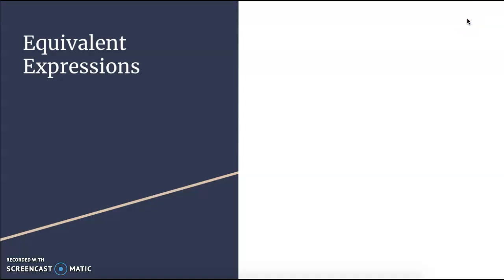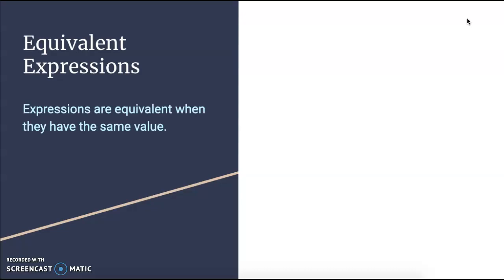Alright guys, we are going to continue where I left off in the last video where we talked about simplifying expressions, and on this one we are going to be talking about that word equivalent that we've been using through this unit. So equivalent expressions are when the expressions have the same value or they're equal. Notice equivalent and equal, they start the same, they kind of sound similar. Equivalent just means equal, so expressions are equivalent when they have the same value.